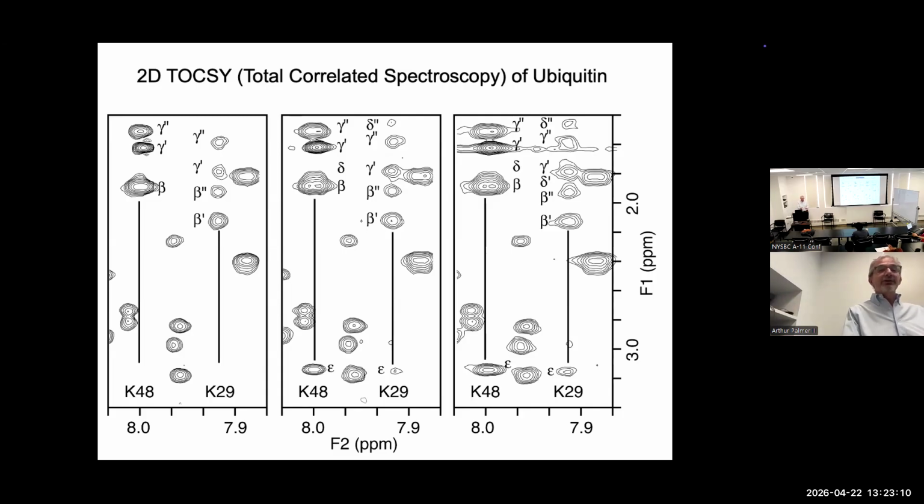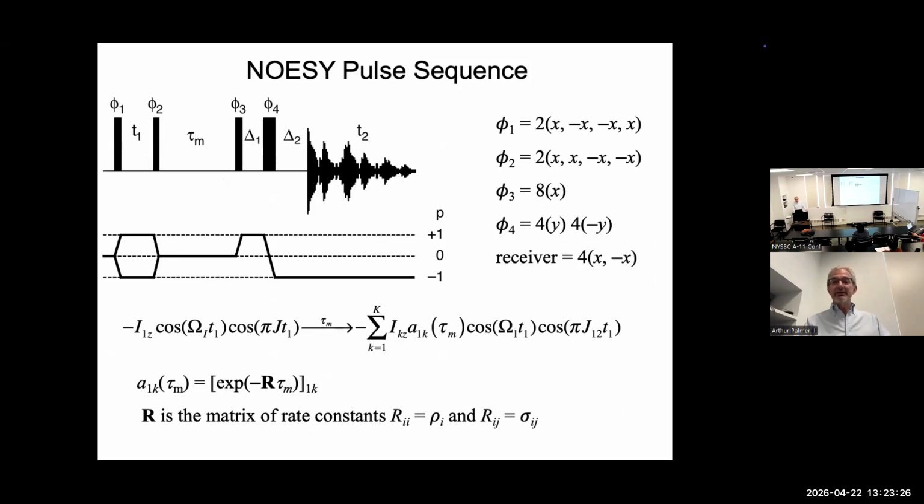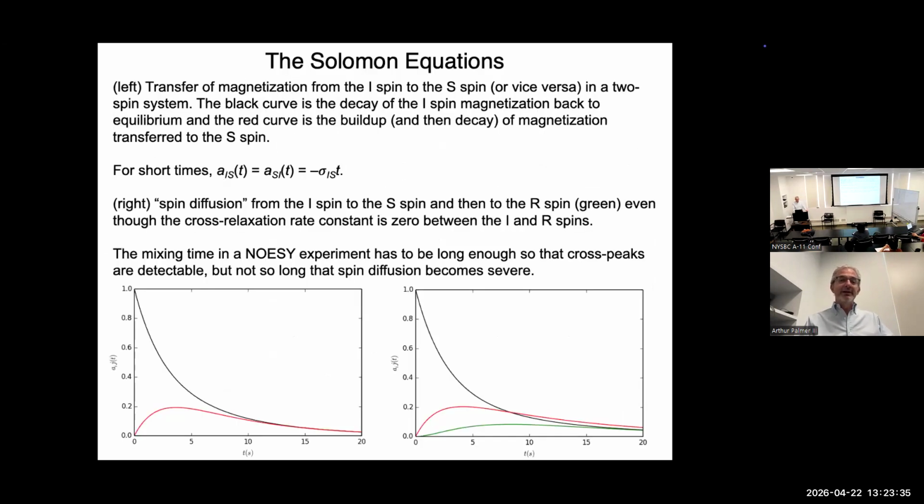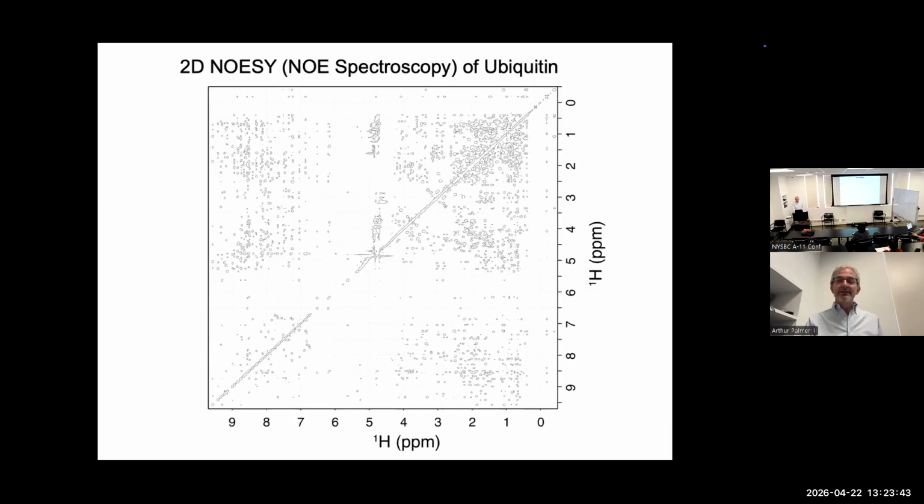So the COSY and the TOCSY then get the side chains linked back to the alpha and the amide. And then the problem is how do you connect one amino acid to the next. And then, of course, as I said, it has to be done with the NOESY. There's a NOESY pulse sequence with the mixing time. And we've talked about, of course, the problem of spin diffusion, et cetera. So you have to pick what your buildup time is. You've seen the NOESY spectrum of ubiquitin. The table seems to be missing.